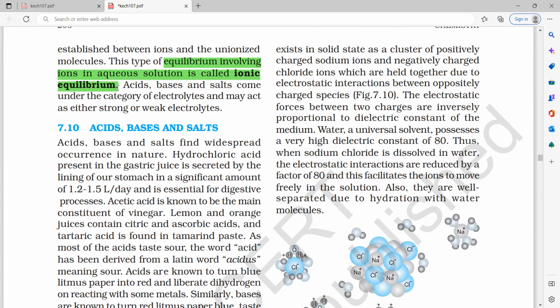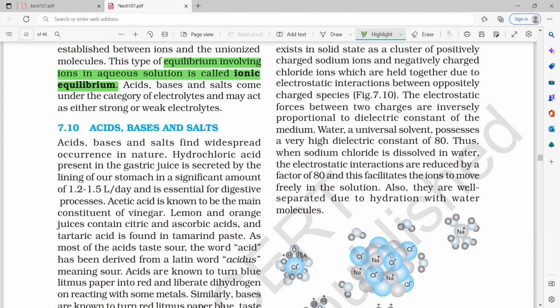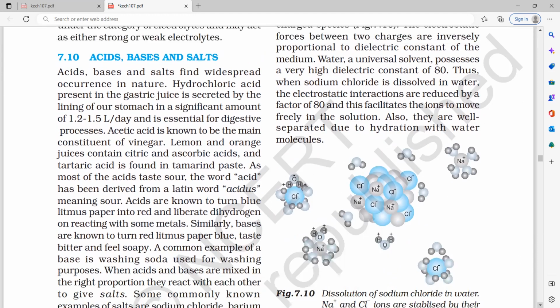Acids, bases, and salts come under the category of electrolytes and may act as either strong or weak electrolyte. There are two types of electrolyte basically: strong electrolyte and weak electrolyte. Strong electrolytes dissociate more than 95%, and weak electrolytes generally dissociate up to 5 to 10% only. So today we'll just talk about what are acids, what are bases, and what are salts. Different definitions given by different chemists. You understand this?